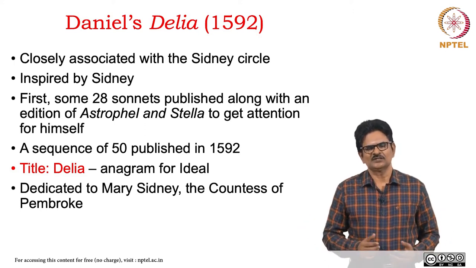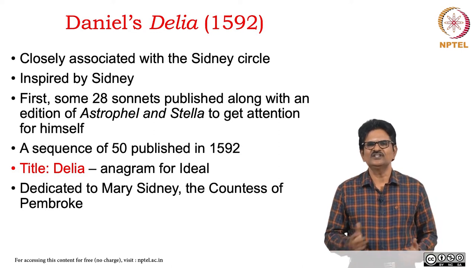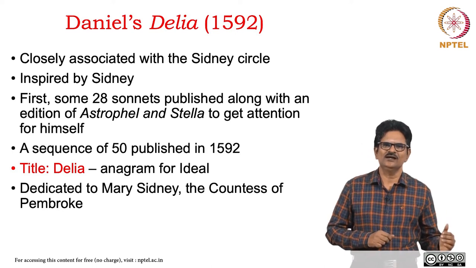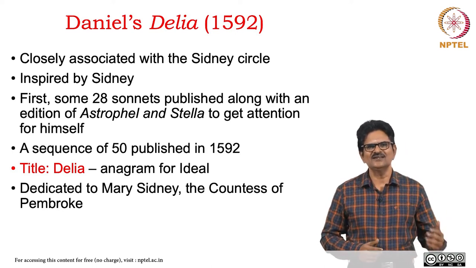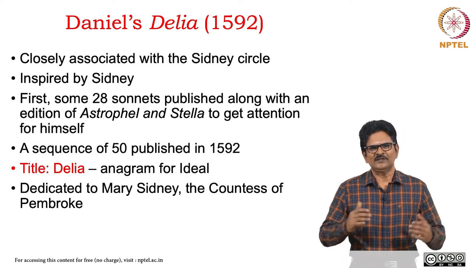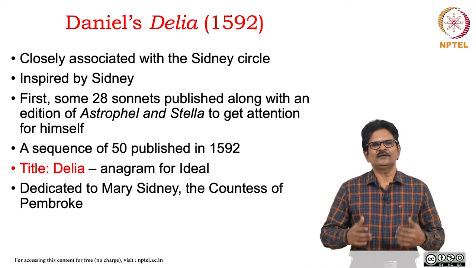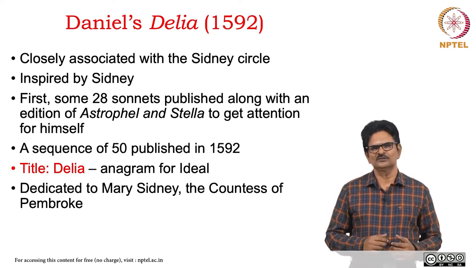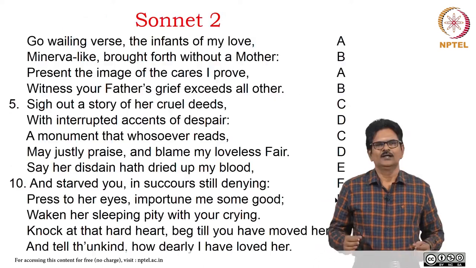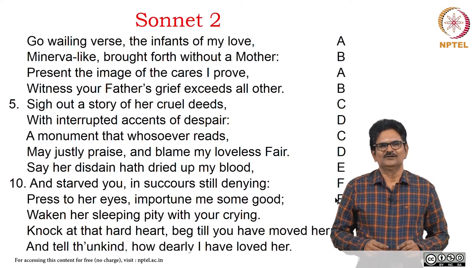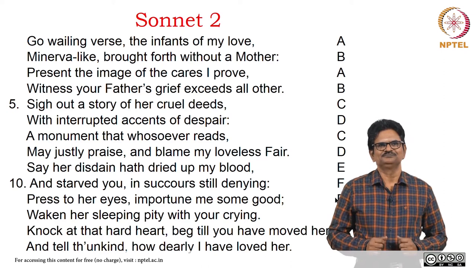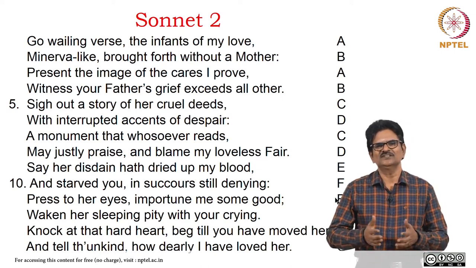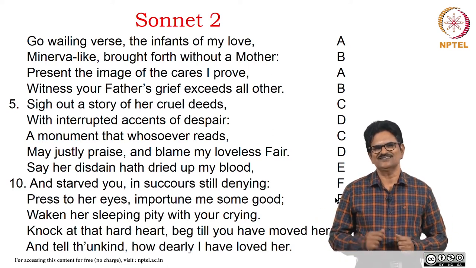When it was published, Delia had 50 sonnets. If you look at the title, we will see that Delia is an anagram for ideal. This particular volume he dedicated to his patron Mary Sidney, the Countess of Pembroke, a sister of Sidney. Now, let us read sonnet 2. It is a very interesting poem, totally different from the sonnet sequence that we have in other writers.